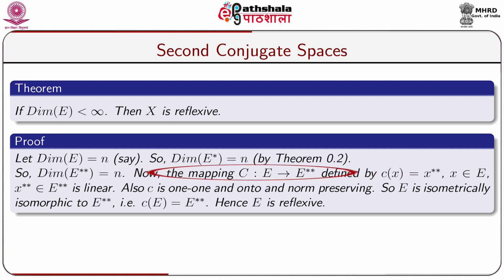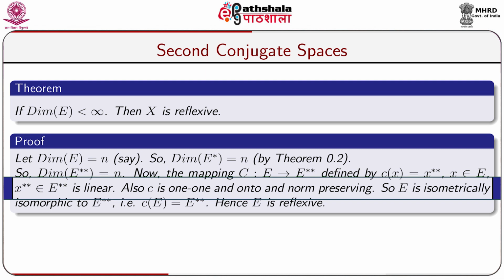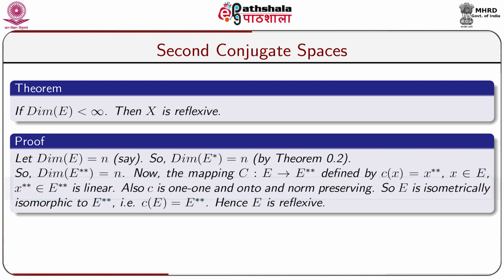Now, let us define a map C from E to E double star defined by Cx equal to x double star, where x belongs to E. The mapping C is called the canonical mapping. Now, x double star belongs to E double star and is linear. Also, we have seen that C is one-one, onto and norm preserving. So, E is isometrically isomorphic to E double star, that is, CE is equal to E double star, hence E is reflexive.